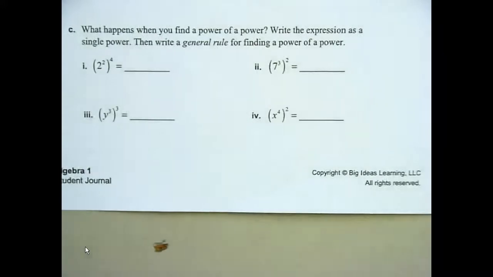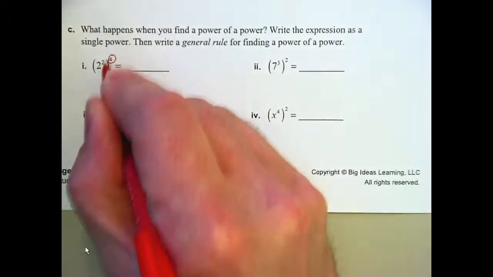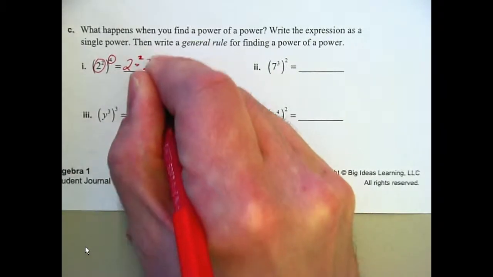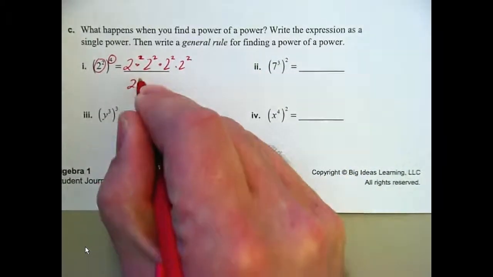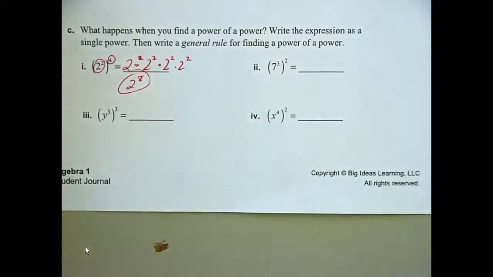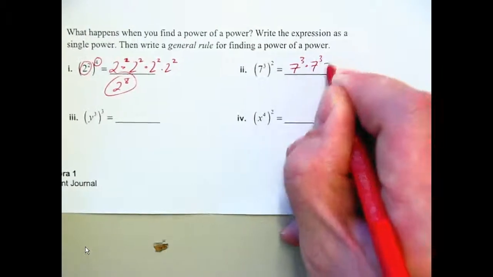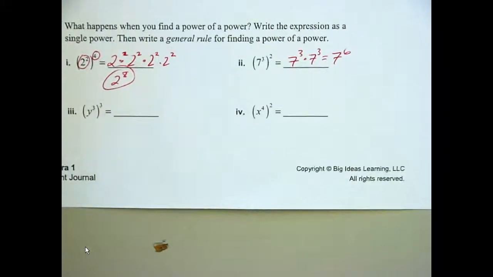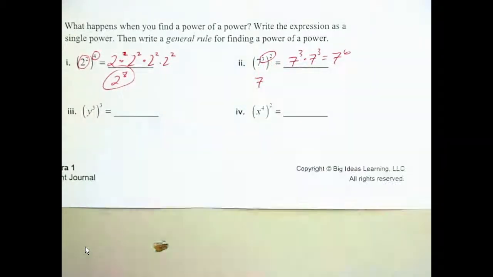All right, letter C. What happens when you find the power of a power? This means I have 2 squared, 4 times. So that's going to be 2 squared times 2 squared times 2 squared times 2 squared, which is 2 to the 8. 7 cubed times 7 cubed is 7 to the 6th. What's the shortcut? Yeah, just multiply them. If you have a power outside of parentheses, just multiply them.